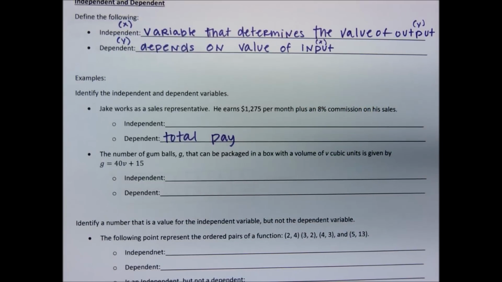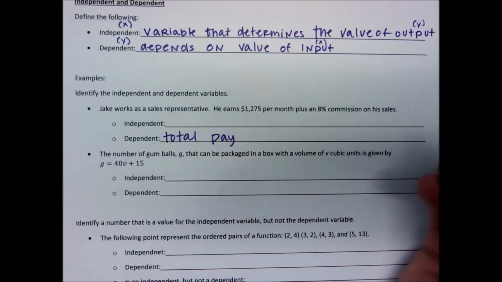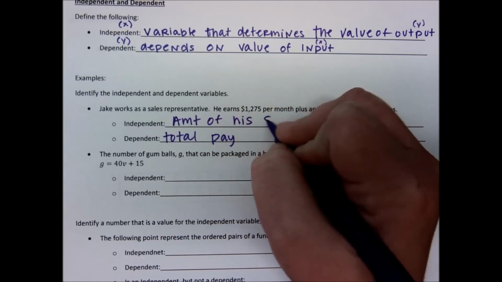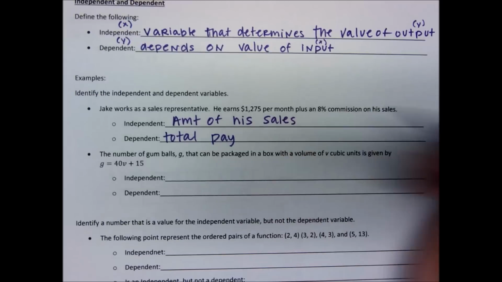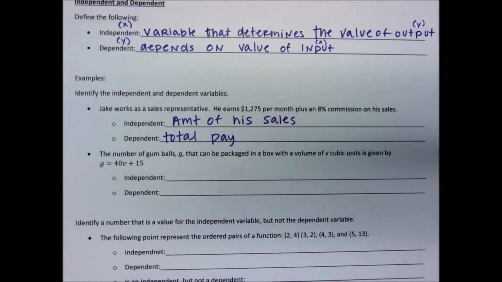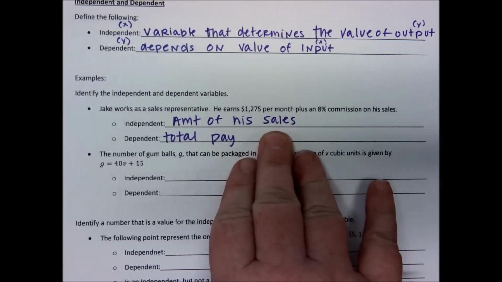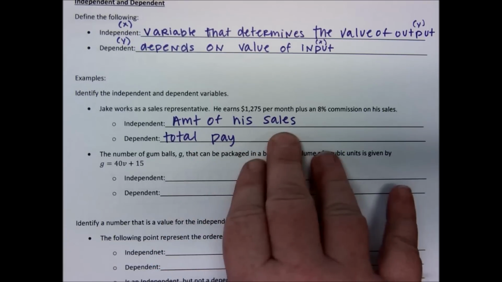Then I look at the independent. Well, what is the independent? He's going to earn the $1,275 per month no matter what, but he has an 8% commission on his sales. So I don't know what the total pay is until I know the amount of his sales. If he only does $100 in sales, his commission is going to be smaller. Versus if he does $5,000 on his sales, his commission is going to be bigger, so he's going to make more total pay. So the total pay depends on the number of sales he makes. Fewer sales, smaller pay. More sales, more pay.